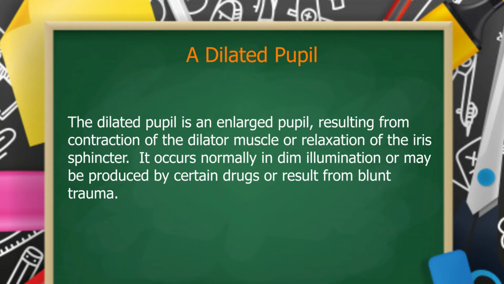Dilated. When we're talking about dilated, a dilated pupil is an enlarged pupil resulting from contraction of the dilator muscle or relaxation of the iris sphincter. It occurs normally in dim illumination, or may be produced by certain drugs or result from blunt trauma.